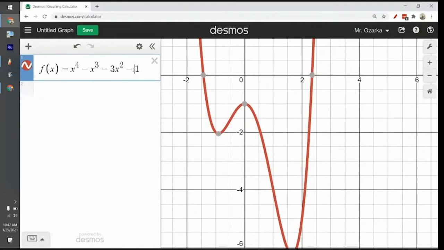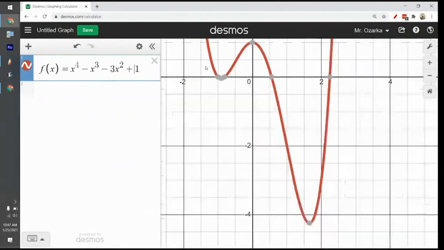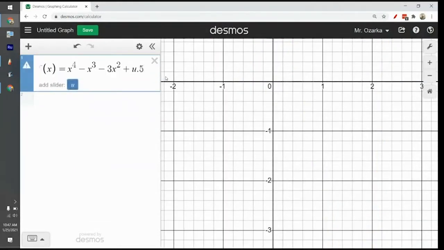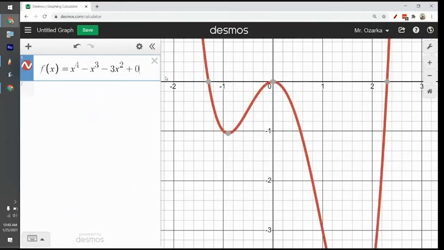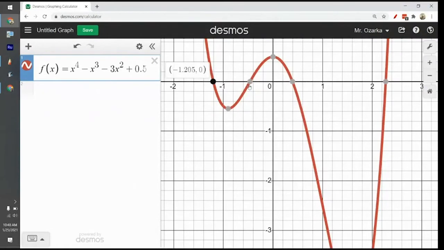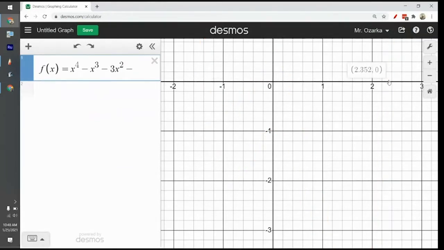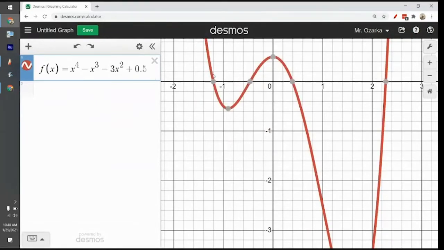But if I wanted to, I could move this up a little bit. Let's do this. Plus 0.5. Oops, 0.5. That's embarrassing. And now you'll see there's 1, 2, 3, 4 roots. Before, this was a minus 1, and there were just 2 roots. Here, if I move that up a little bit, now you can have 4.